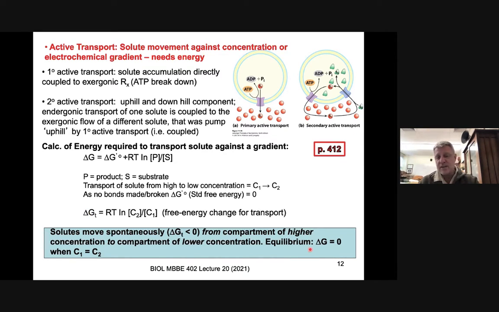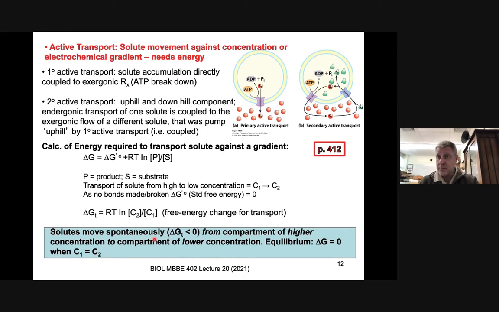So we have a spontaneous movement of solutes within a compartment when the delta G prime is less than 0, so a negative number. So movement from a compartment of higher concentration to a compartment of lower concentration is going to be ideally spontaneous. But once we reach those molecules equaling either the chemical gradient or the charge distribution across the membrane, we're going to see no movement of the materials going from compartment 1 to compartment 2.